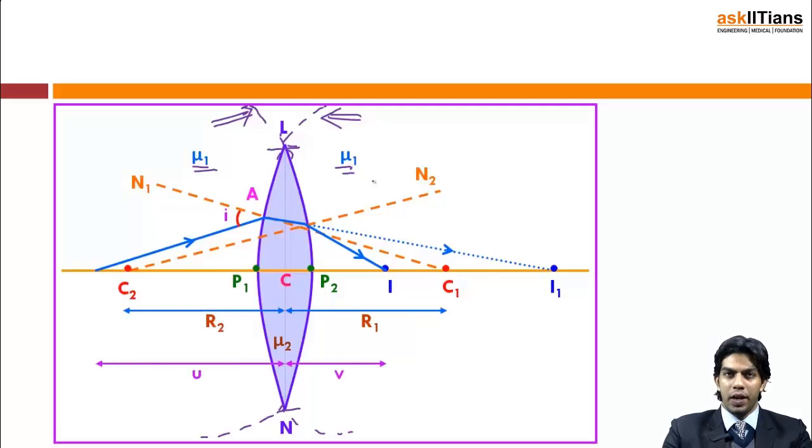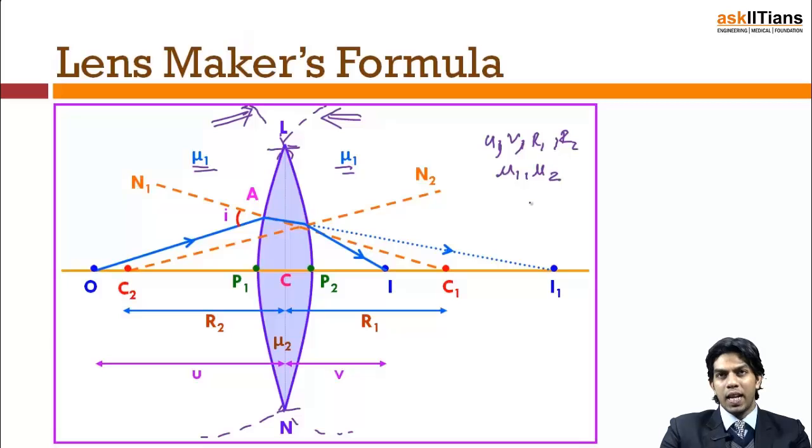R1 and R2 being the radii of curvature. So obviously I am looking for something which relates u, v, R1, R2. So I have u, v, R1, R2, and I also have mu1, mu2. I want something which relates all of them together. So that's where the lens maker formula kicks in.